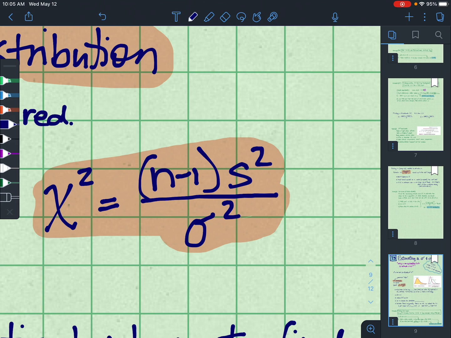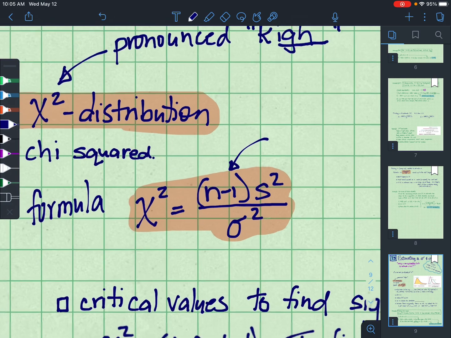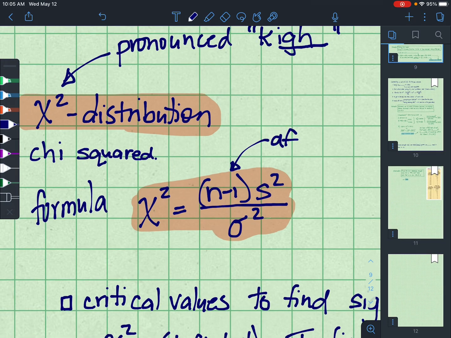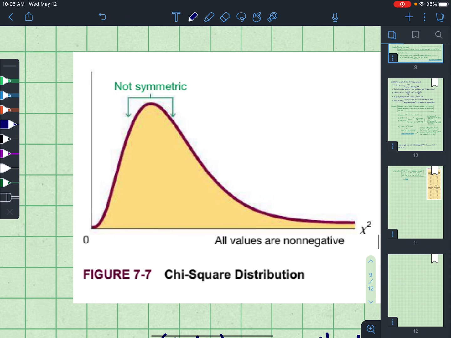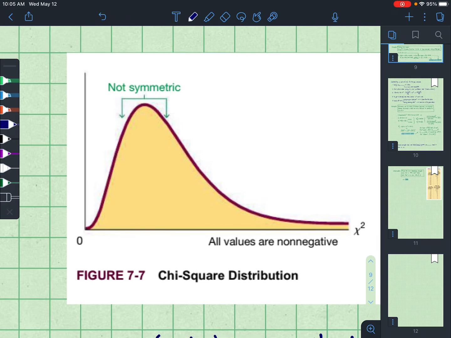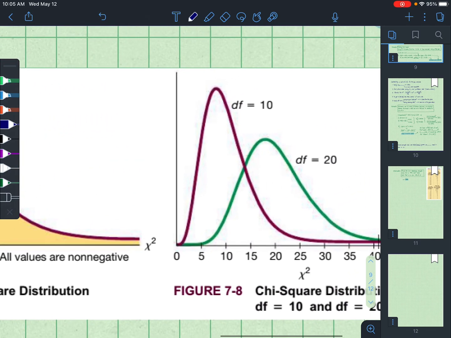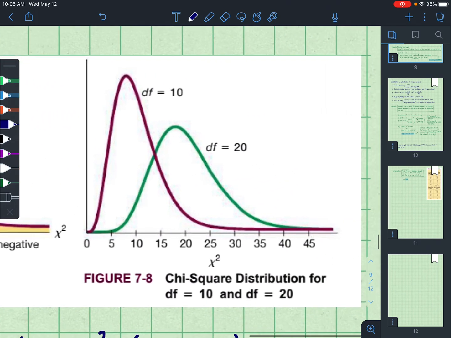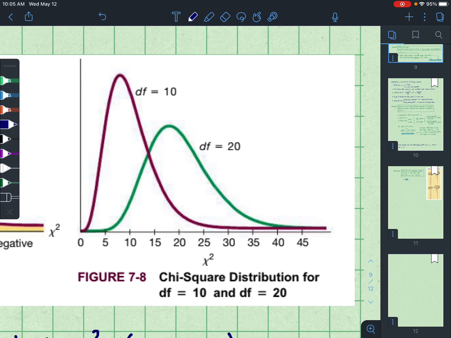Obviously, it uses the variance in both the sample and the population there. Notice also degrees of freedom shows up here, n minus 1. There's what it looks like. Notice it is skewed right. We kind of saw this back in Chapter 6 when they introduced it to you. And as your sample size increases, as your degrees of freedom increases, it becomes more and more normal-ish.